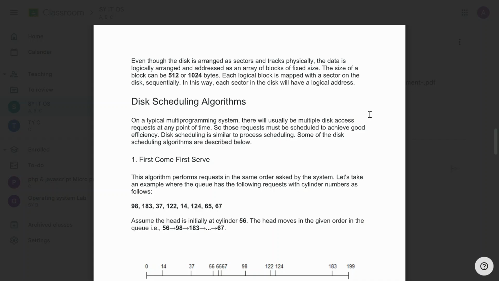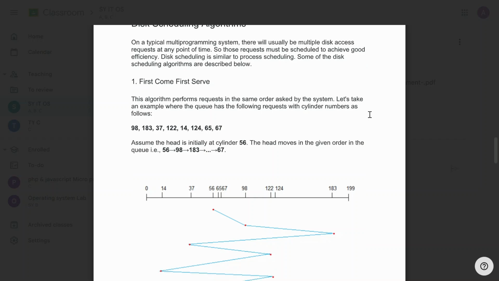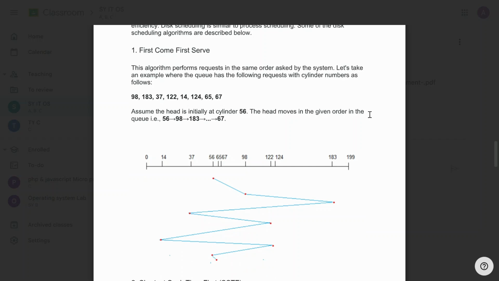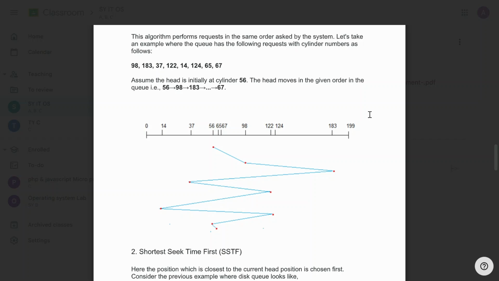As the name suggests, first come first serve: whatever request sequence is there in the queue will be followed, and the requests will be processed according to that. So after cylinder 56, it will move to 98, then 183, then 37, then 122, then 14, then again 124, then 65. That we can also see in the diagram below. The blue lines show the processing according to the sequence.